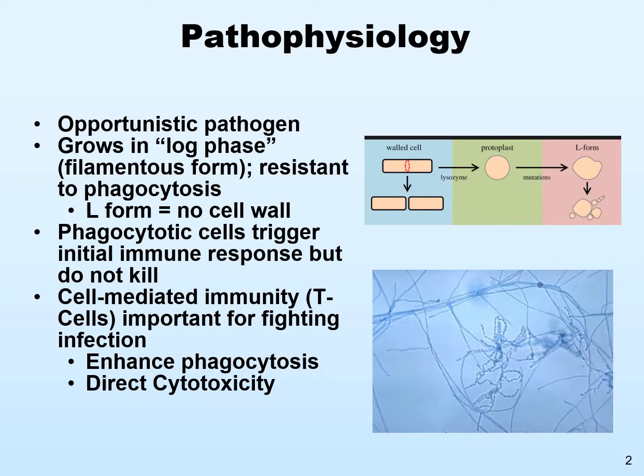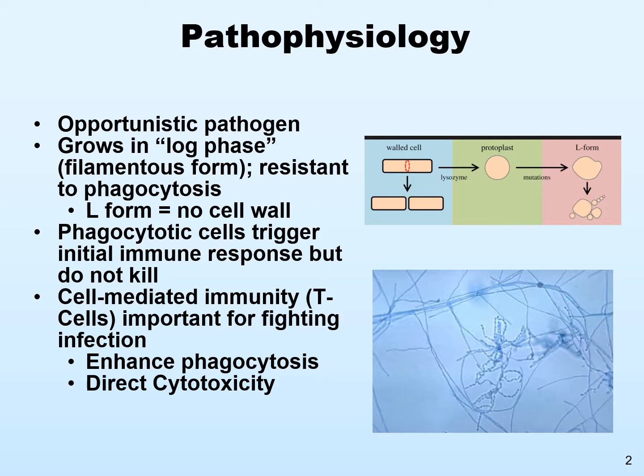Nocardia has a kind of interesting pathophysiology. Typically, it's not actually infectious. However, when it grows in the filamentous form, which is known as log phase, they become resistant to phagocytosis. This is accomplished by a number of mutations which allow them to lose their cell wall, which is most likely a common pathogen-associated molecular pattern, which is used by phagocytotic cells to trigger an immune response.